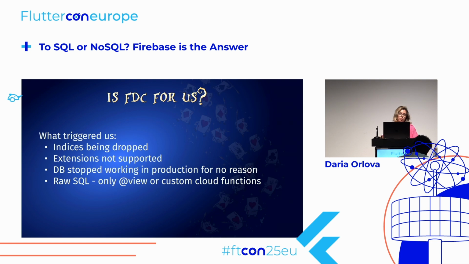We had a scenario when the database stopped working in production for no reason, like no changes from us at all. I just opened the app and realized that nothing is loading, and we could not find any issues and no comments or anything like that. All we could do is just redeploy the database, and then it started magically working. So that was a very stressful situation because we could not find a reason why the database was down. And raw SQL is only supported with custom cloud functions or by using the view directive in your type definition. So yeah, you make your own decision.